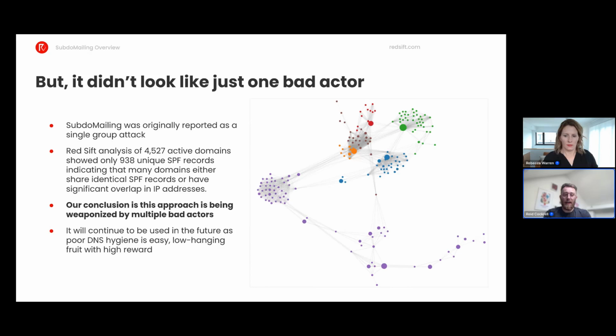And I think what this really means is that it will continue to be used in the future, as poor DNS hygiene is easy, low-hanging fruit with fairly high reward. And also the fact that it's sort of being used by a potential large set of bad actors means that it's not a problem that's going to go away.